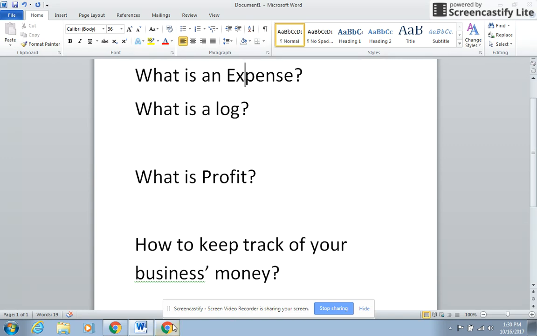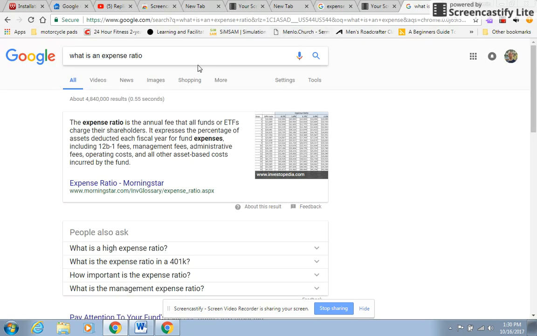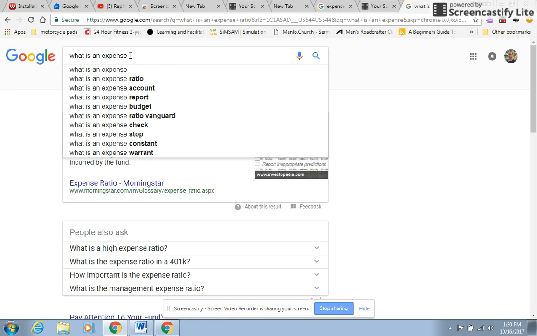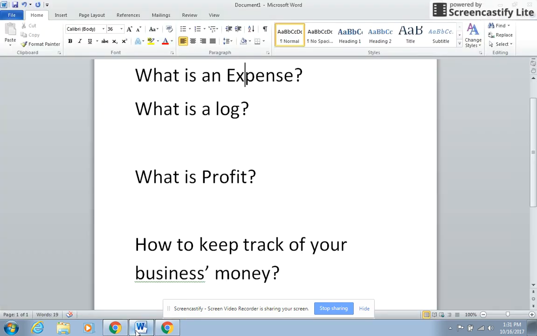And the definition of expense, if you ever want to go look at Google to just see what it says. So what is an expense? Right here we see that it's a noun. And the first definition says the cost required for something, the money spent on something. All right, so that's the cost of anything in our business.